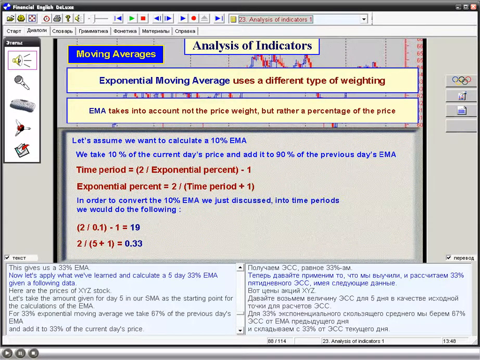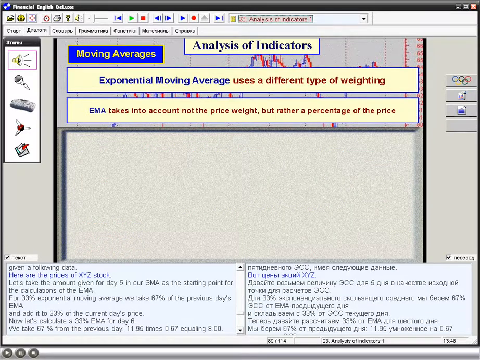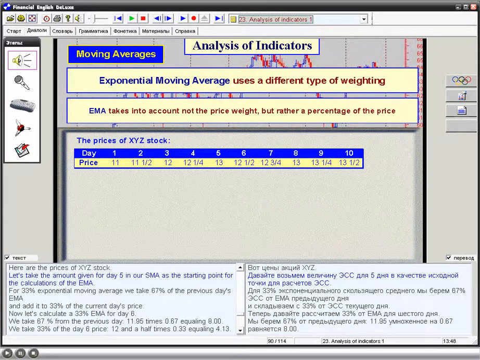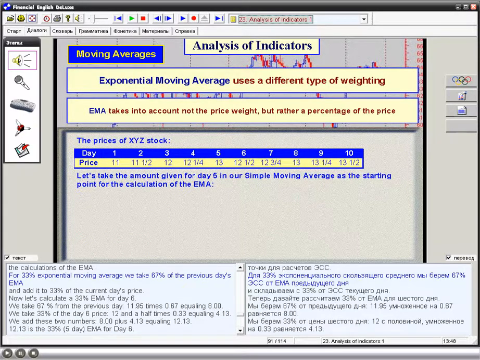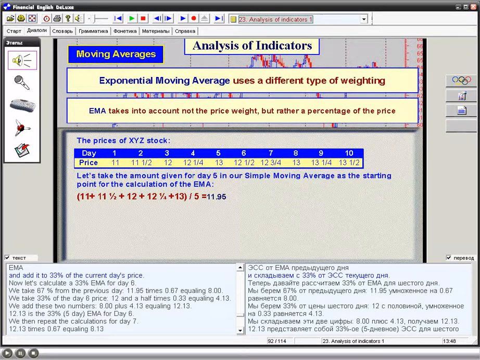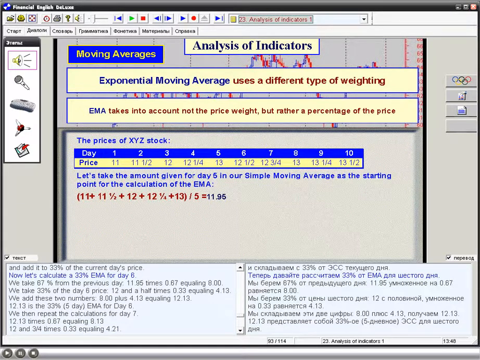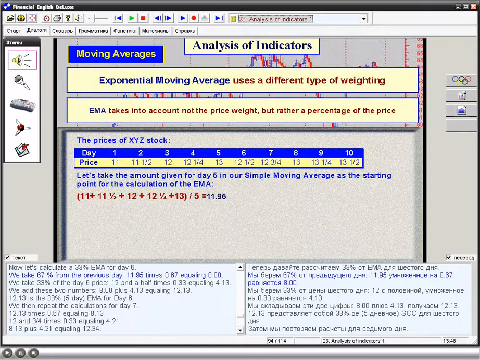Now let's apply what we've learned and calculate a 5-day 33% EMA given the following data. Here are the prices of XYZ stock. Let's take the amount given for day 5 in our SMA as the starting point for the calculations of the EMA. For a 33% exponential moving average, we take 67% of the previous day's EMA and add it to 33% of the current day's price. Now let's calculate the 33% EMA for day 6.